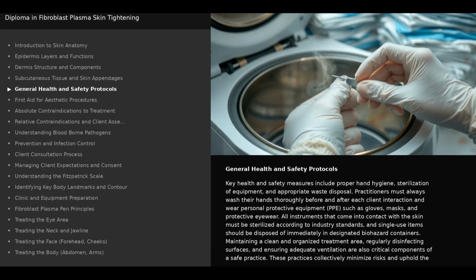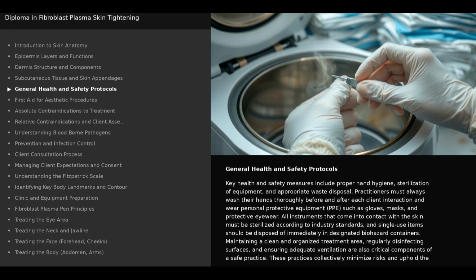Key health and safety measures include proper hand hygiene, sterilization of equipment, and appropriate waste disposal. Practitioners must always wash their hands thoroughly before and after each client interaction, and wear personal protective equipment, PPE, such as gloves, masks, and protective eyewear. All instruments that come into contact with the skin must be sterilized according to industry standards, and single-use items should be disposed of immediately in designated biohazard containers.